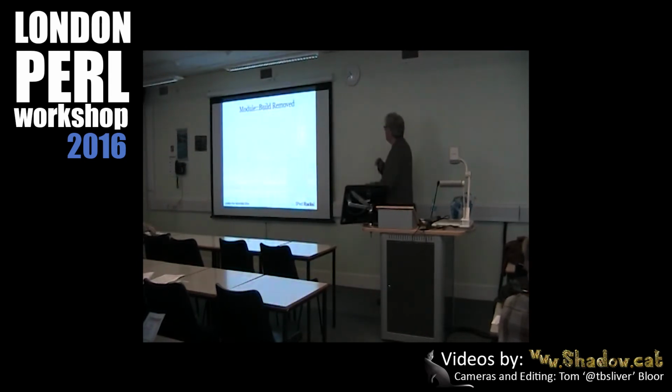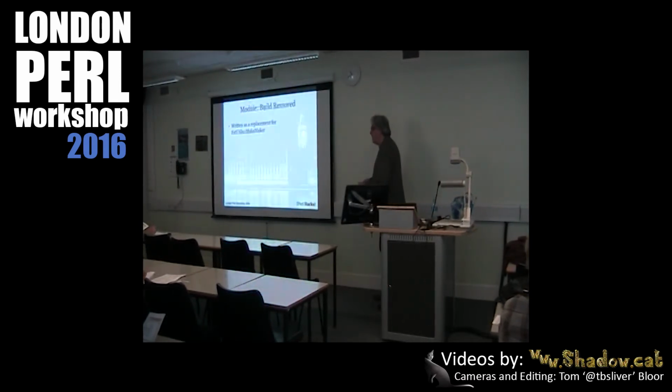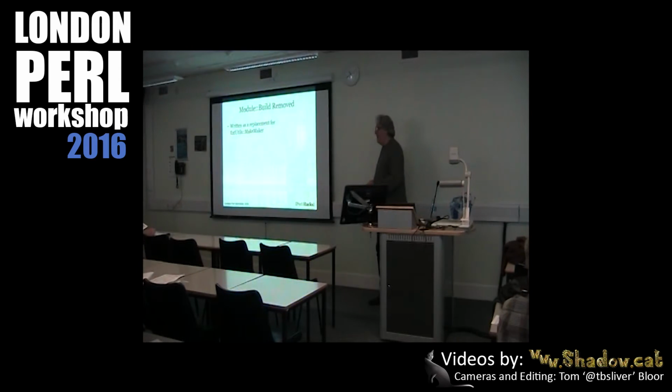Module::Build was removed, slightly less contentious. This was written, I guess it goes back about 12 years ago. It was written as a replacement for ExtUtils::MakeMaker, and I remember seeing Schwern give talks called things like ExtUtils::MakeMaker is doomed, and all the reasons why we shouldn't be using it, and Module::Build was the replacement. The main reason was that ExtUtils::MakeMaker relies on external programs like Make, and you can't always guarantee that Make is installed. Whereas Module::Build has its own internal code that does the same thing.